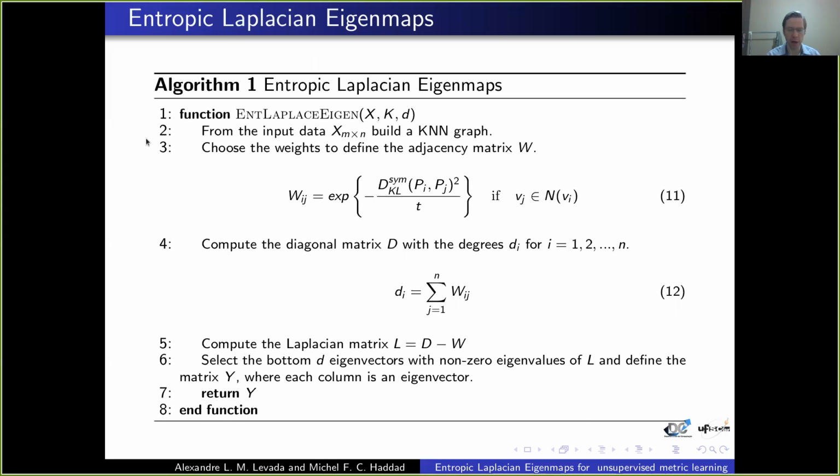A summary of the algorithm is given here. We first build a KNN graph, then we choose the weights. We weight the edges of this graph using this expression, a Gaussian kernel defined in terms of the symmetrized KL divergence. Compute the degree matrix D, compute the Laplacian matrix, and then we select the d eigenvectors associated to the non-zero eigenvalues of this Laplacian. That's why we call this algorithm entropic, because of this similarity measure.